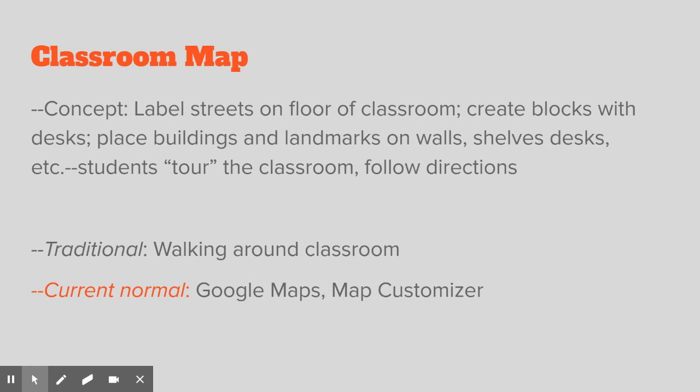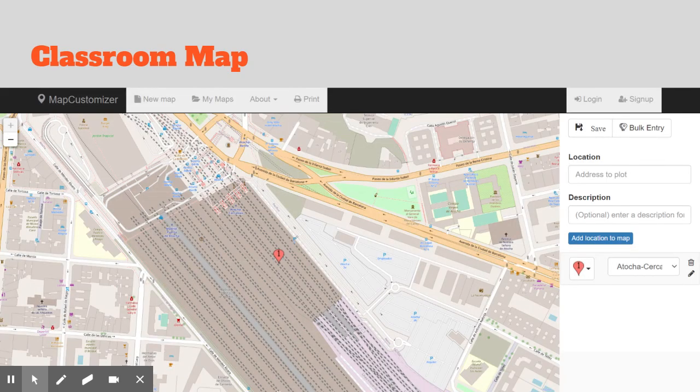Again, traditionally, this is everybody up, walking around, everybody in each other's way. Not feasible right now. So for our current normal, you can use Google Maps. You can use the website Map Customizer, which I have a screenshot of here, where you as the teacher can actually drop different pins and have students figure out, okay, how do I get from point 1 to point 2? Here I have the Atocha train station in Madrid, just as our example. And so you could literally have students count the number of blocks to go from this place to this place, and still have them sort of walking, if you will.